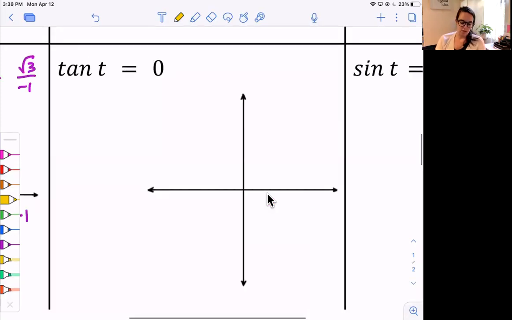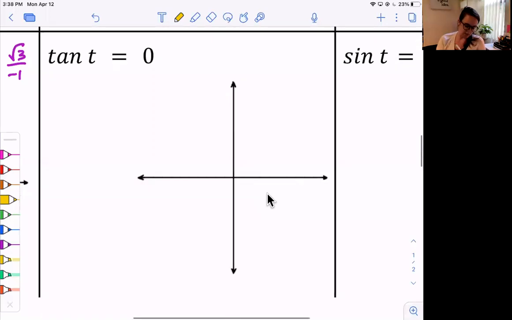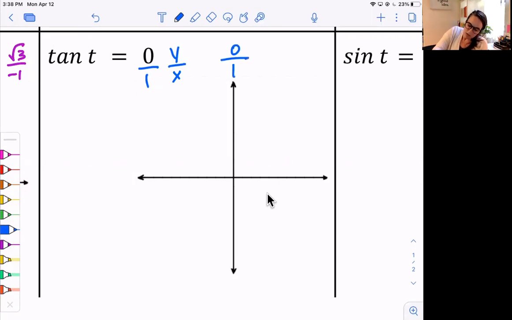Okay. Whew. All right, let's do tangent. Tangent of t equals 0. Remember, tangent is y over x. I could have 0 over 1, or I could have 0 over negative 1. Those could both create 0. They both create this 0 number here. So y could be 0 and x could be positive 1, so we could have this, or y could be 0 and x could be negative 1.